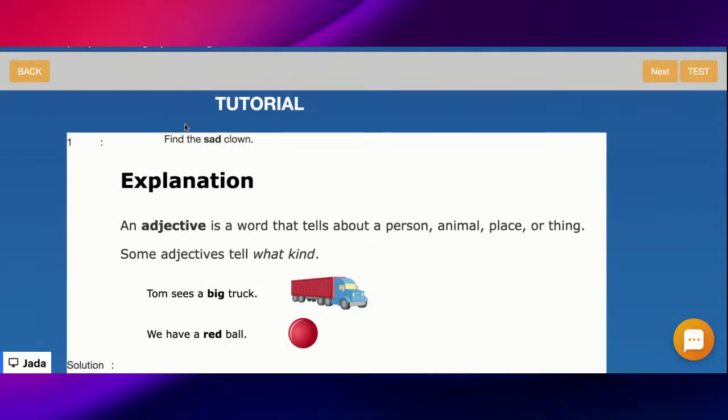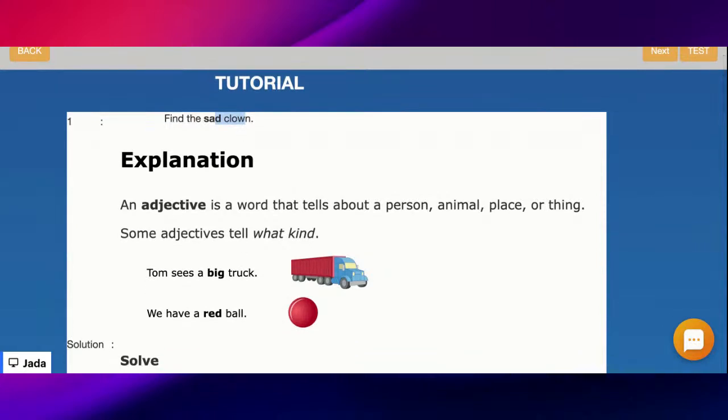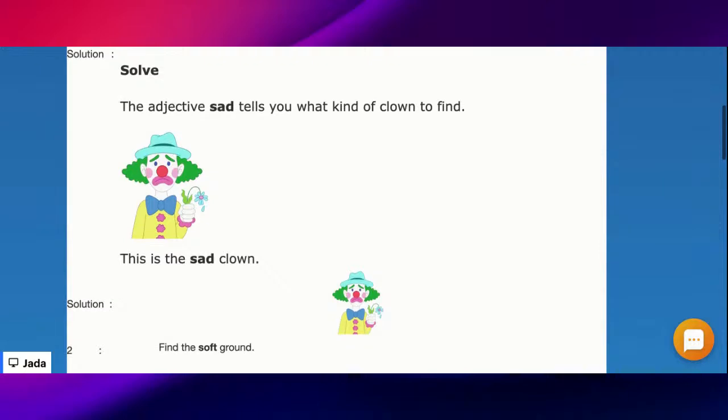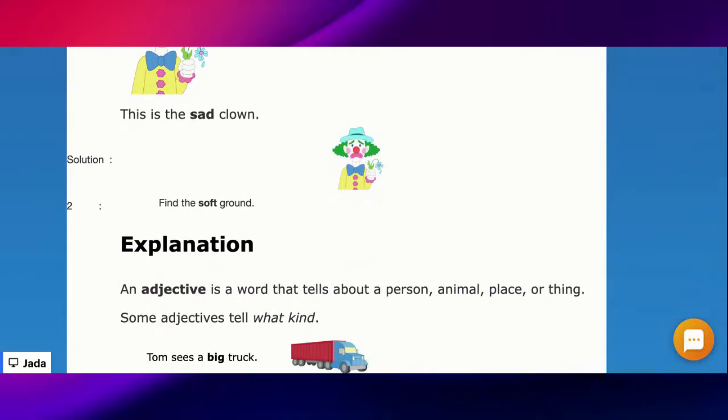For example, it says find the sad clown. So what kind of clown would you be looking for? It has to be the sad clown. So if I ask you, what clown are you looking for? You're looking for the sad clown. So sad there is the adjective. It tells us what kind of clown we're looking for.